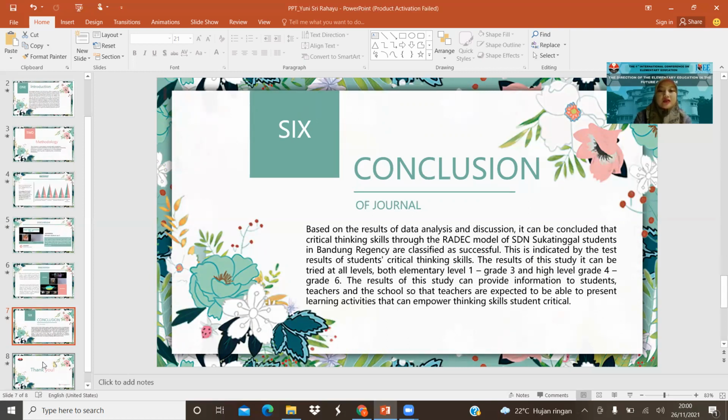The results of this study can be useful information for students, teachers, and the school. So teachers are expected to be able to design learning activities that can train students' critical thinking skills.